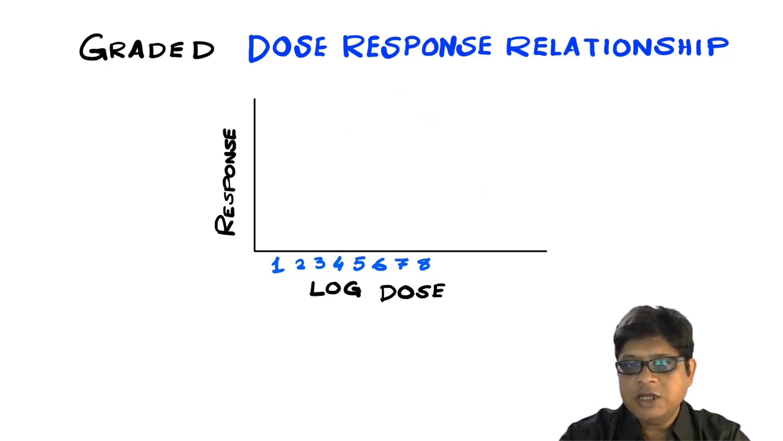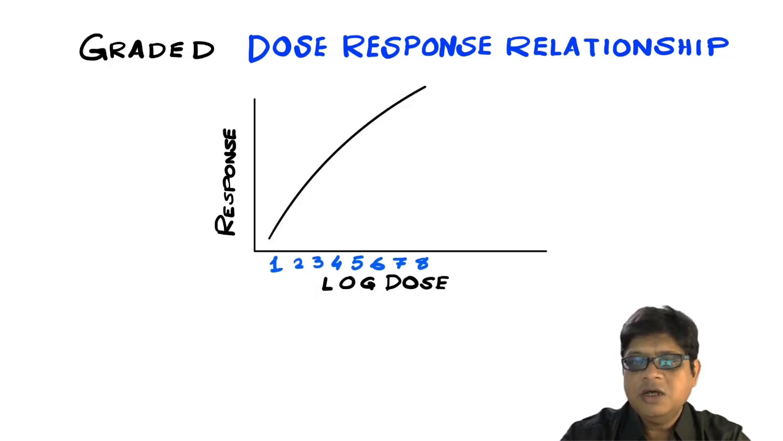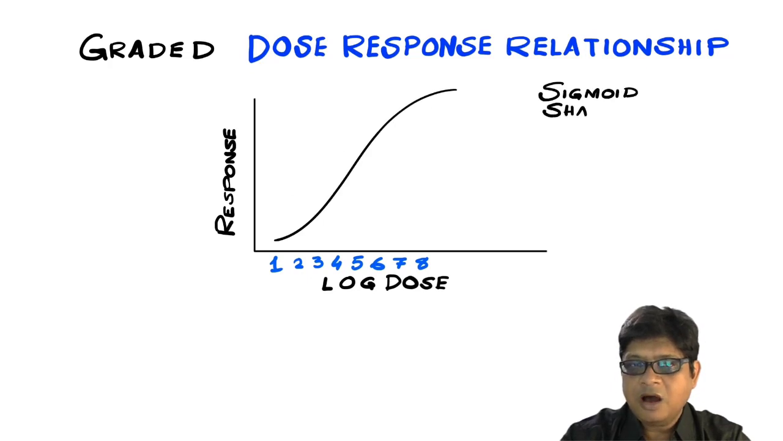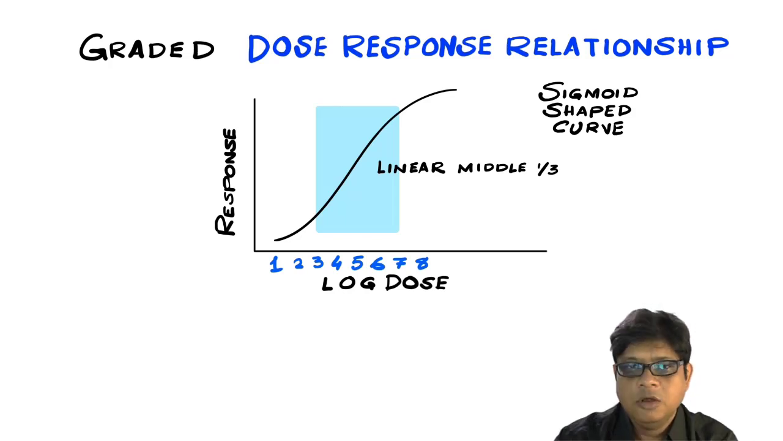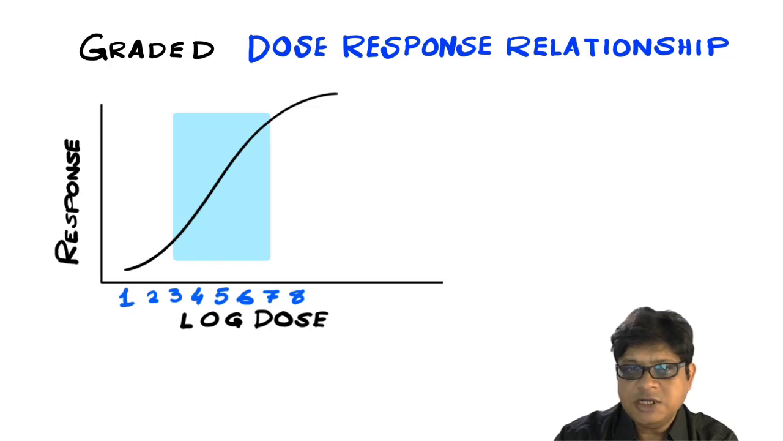And very importantly, as we can see, the rectangular hyperbola that was what we got earlier now becomes a sigmoid shaped curve, and the middle 1/3 of this curve is now more or less linear, where we can safely say that the response is more or less proportional to the dose. So what are the advantages of log dose response curve then?